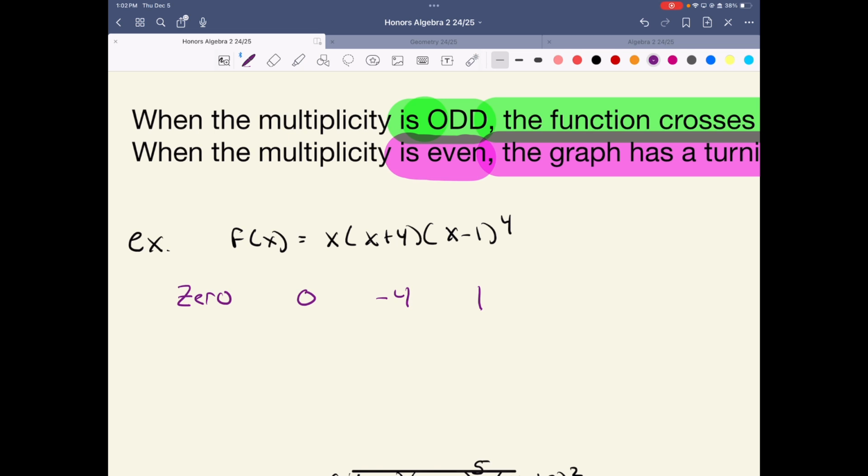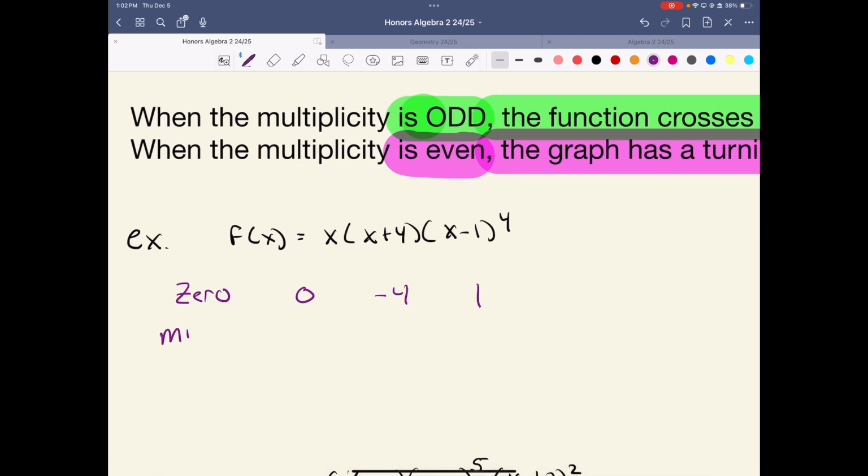0, -4, and 1. Those are my zeros. So I've got 3 zeros. Now my multiplicity. Too long to write, so I'm just going to write it. Mult. How many times does 0 occur? Once. So it has a multiplicity of 1.